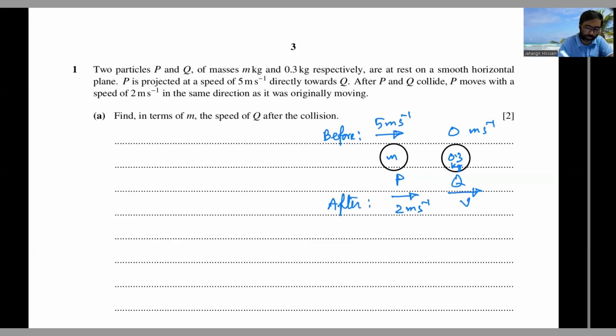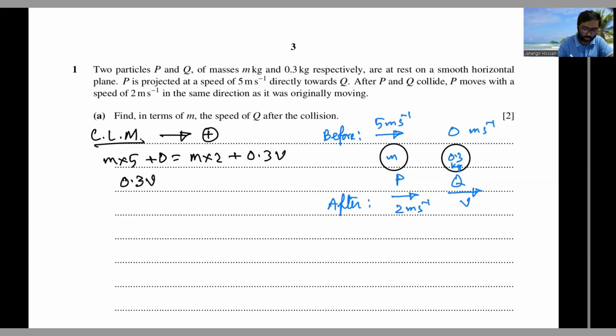So if we apply the conservation of linear momentum here, with the initial direction of motion of P as positive, we have m into 5 plus 0 into m to 2 plus 0.3v, so 0.3v equals 3m, so v equals 10m meters per second. That's the speed with which particle Q starts to move immediately after the collision.